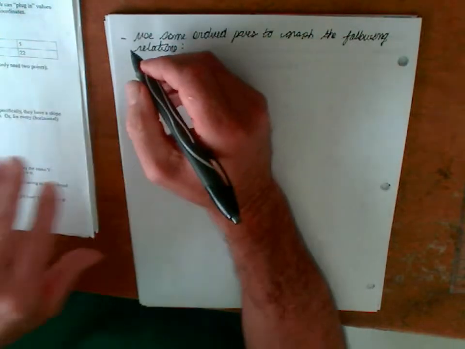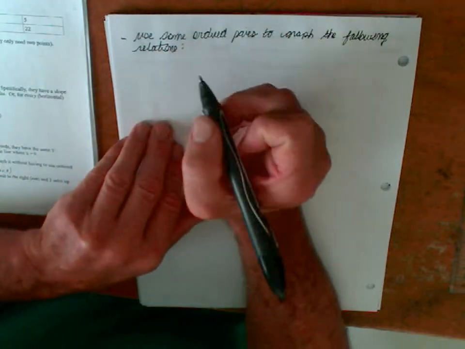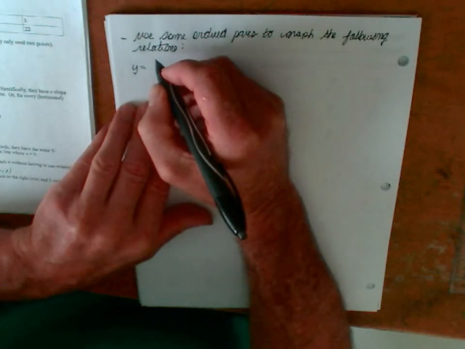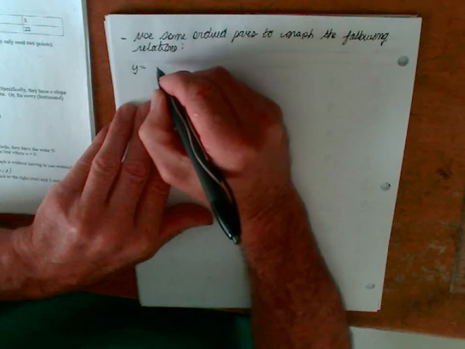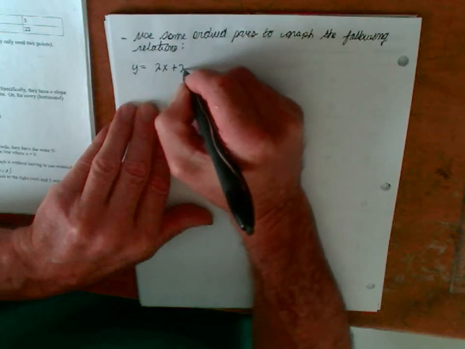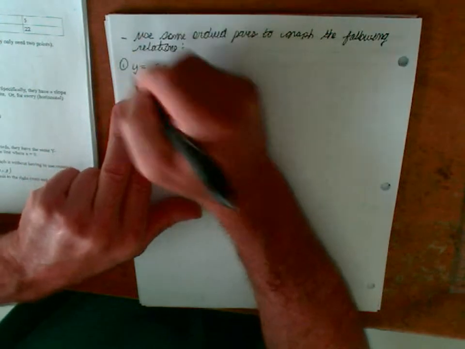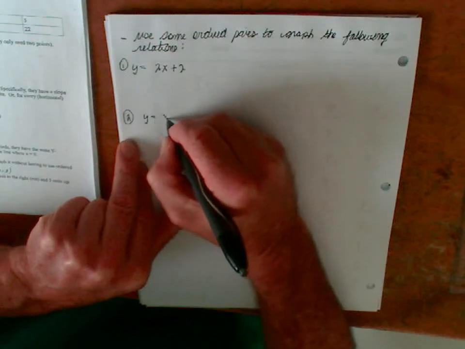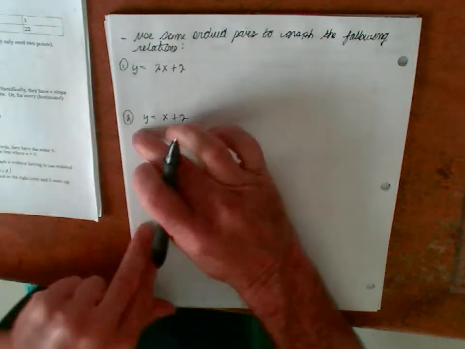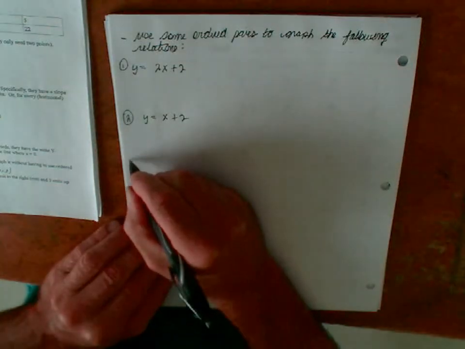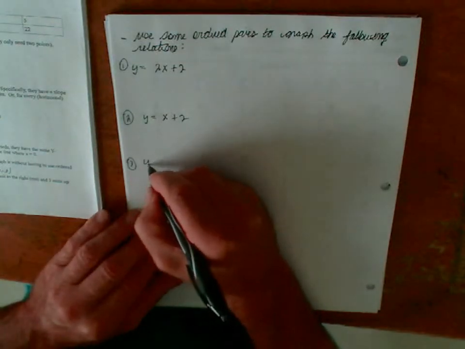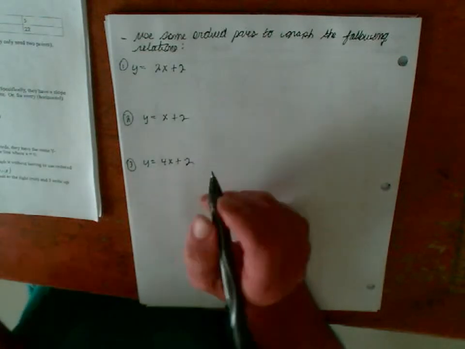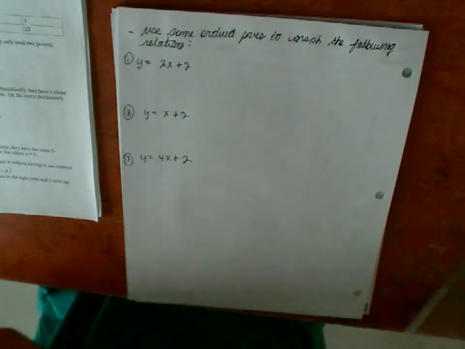Okay, so this time we're going to graph y equals 2x plus 2, and we'll make our chart there. And the next one, y equals x plus 2, and we'll make our chart of ordered pairs there. And the last one, y equals 4x plus 2.